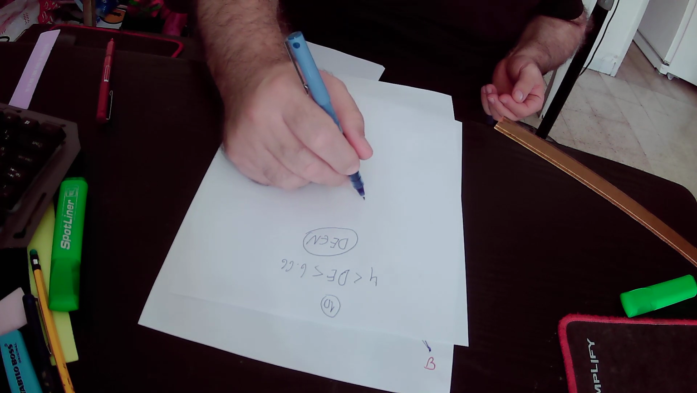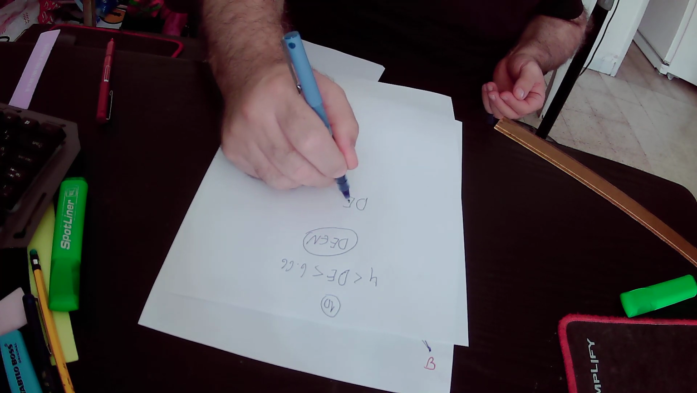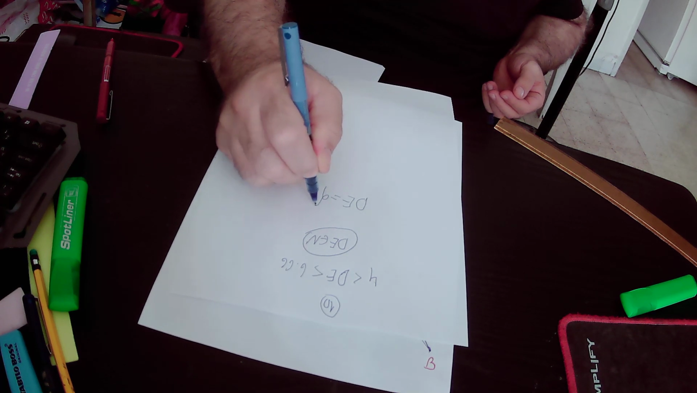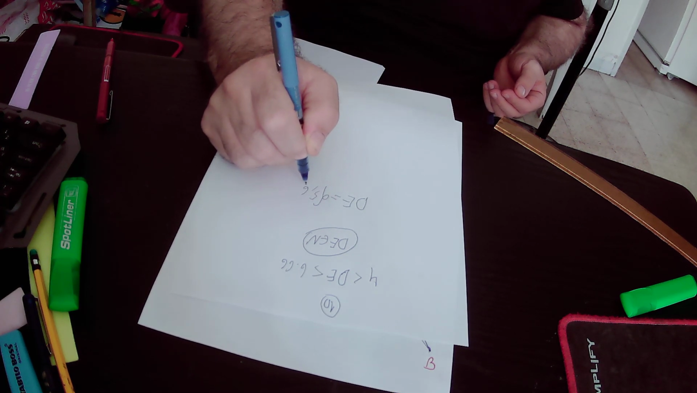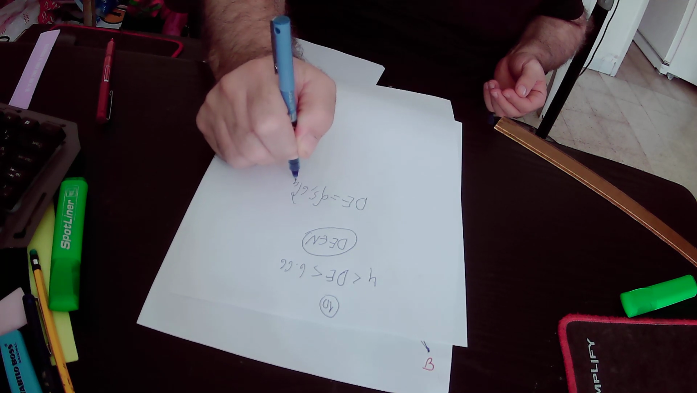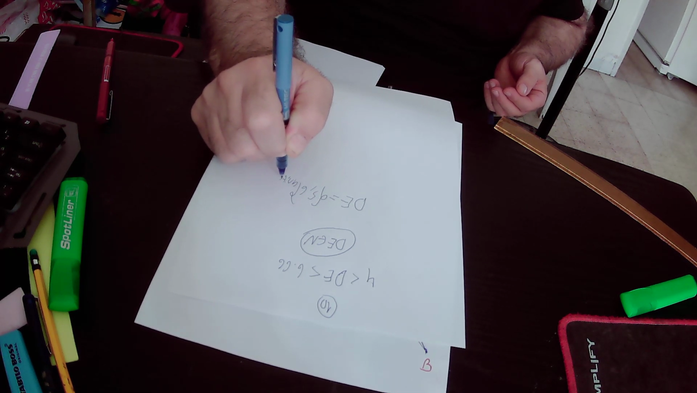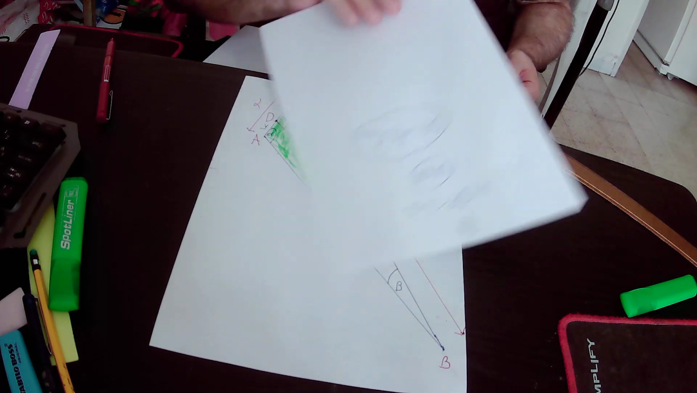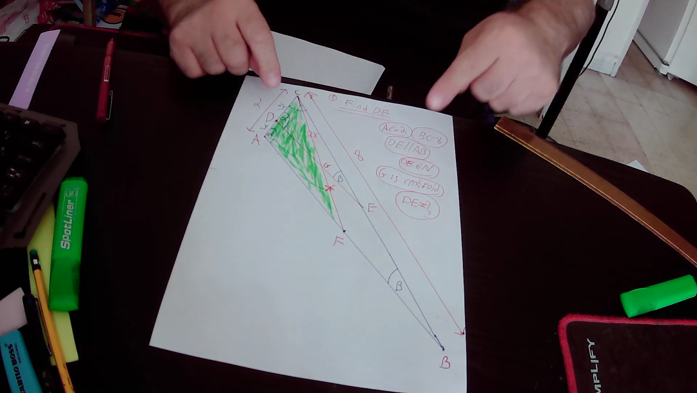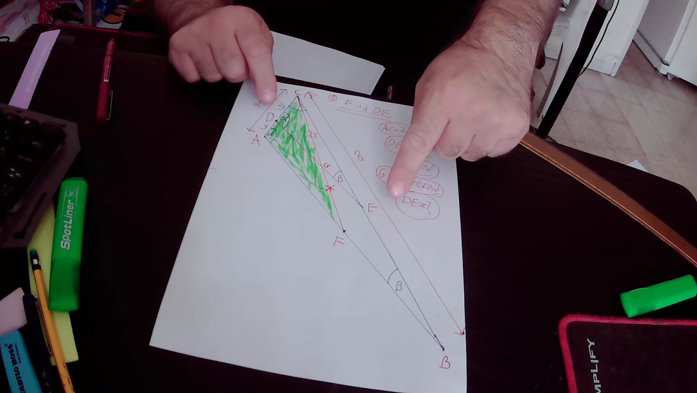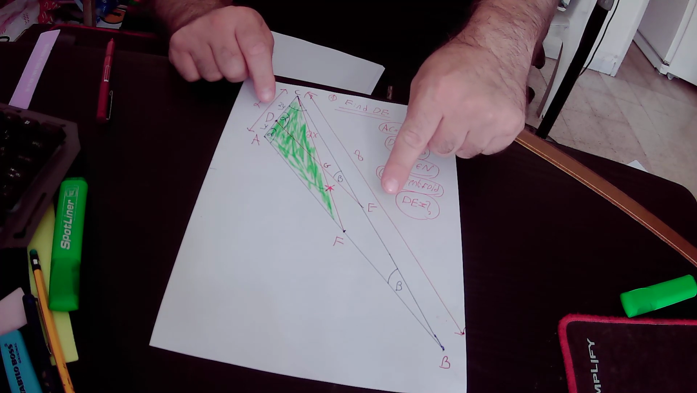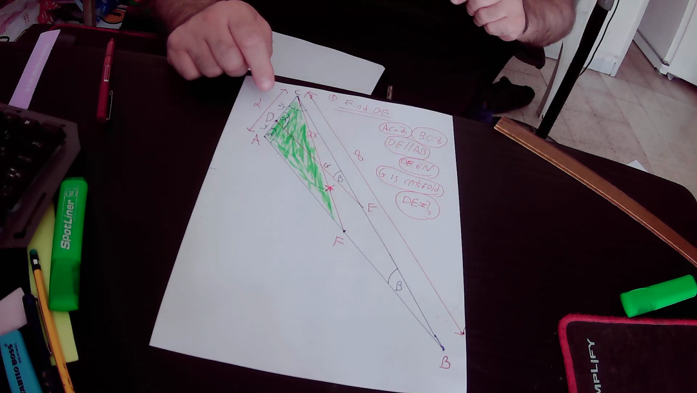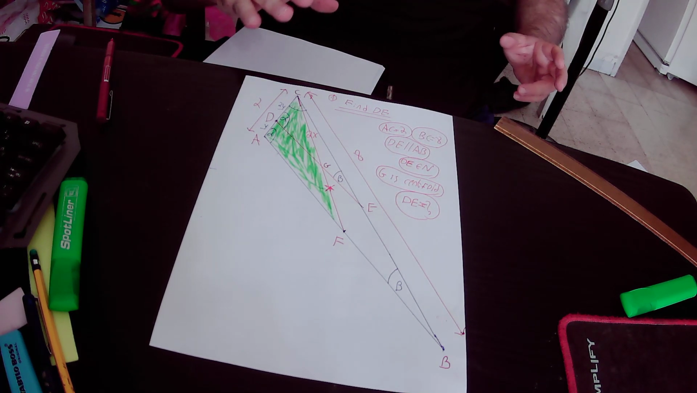So we'll get that DE equals either 5 units or 6 units. Okay? DE equals either 5 units or 6 units, and that is the answer to the question: the size of line segment DE will be either equal to 5 units or equal to 6 units. Okay, that is the answer to the question.